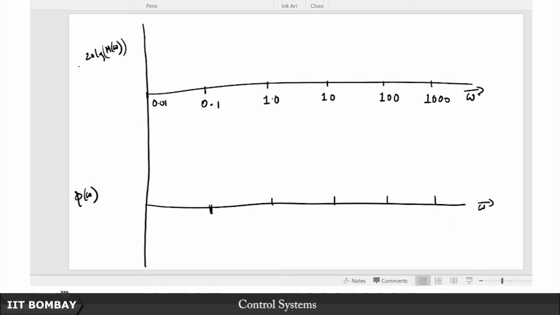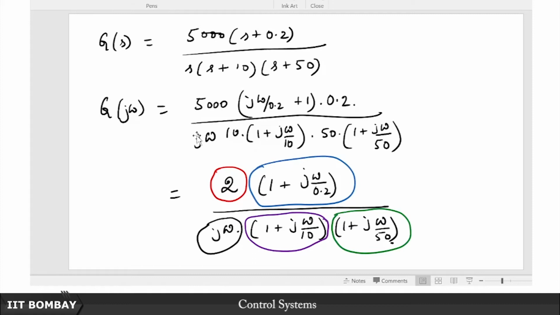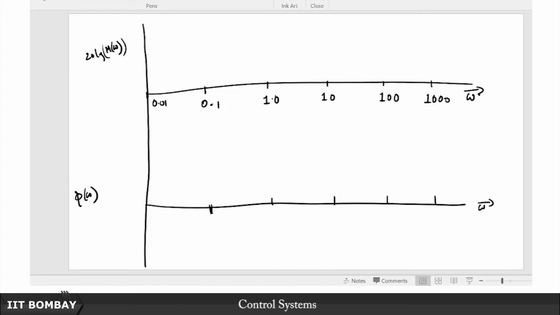Okay. So, now we are supposed to be able to construct this entire Bode plot by just looking at each individual block. So, what is this red block going to give me? This red block is going to give me a constant line 20 log 2, which is, log 2 is 0.3, so 0.3 into 2 is 0.6, into 10 is 6 dB. So, it is a flat line at 6 dB.